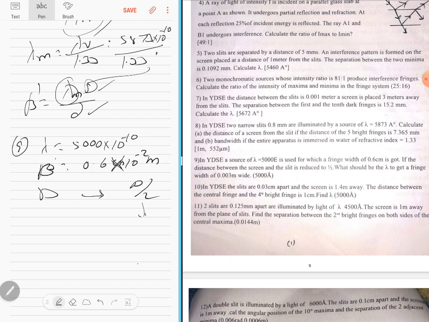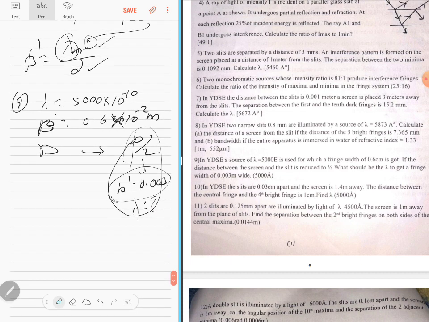The initial fringe width is this. The beta dash has been given to be 0.003. This is a new beta dash when it's D by 2. What should be the wavelength for this?